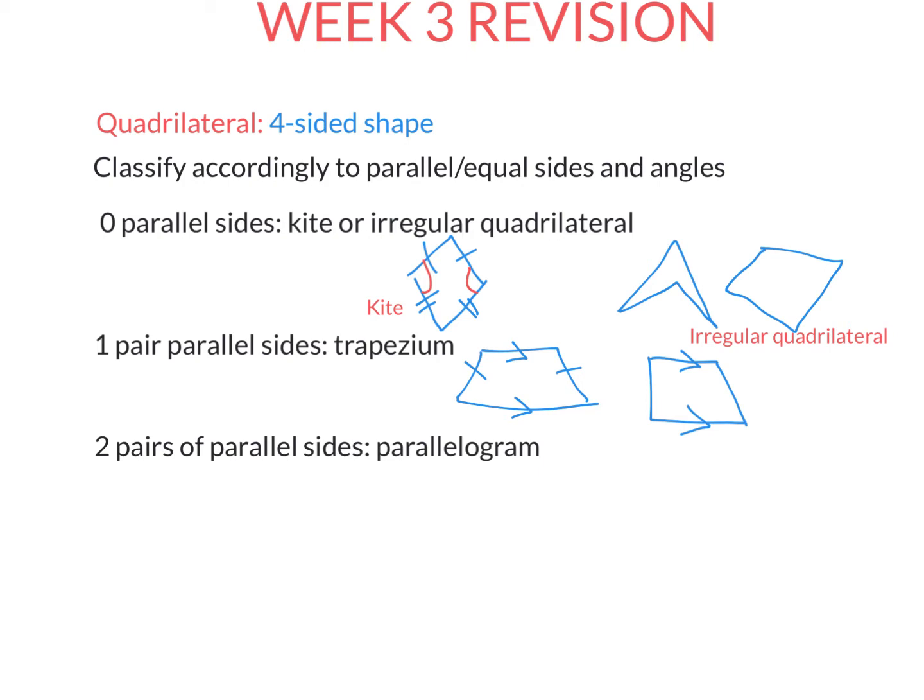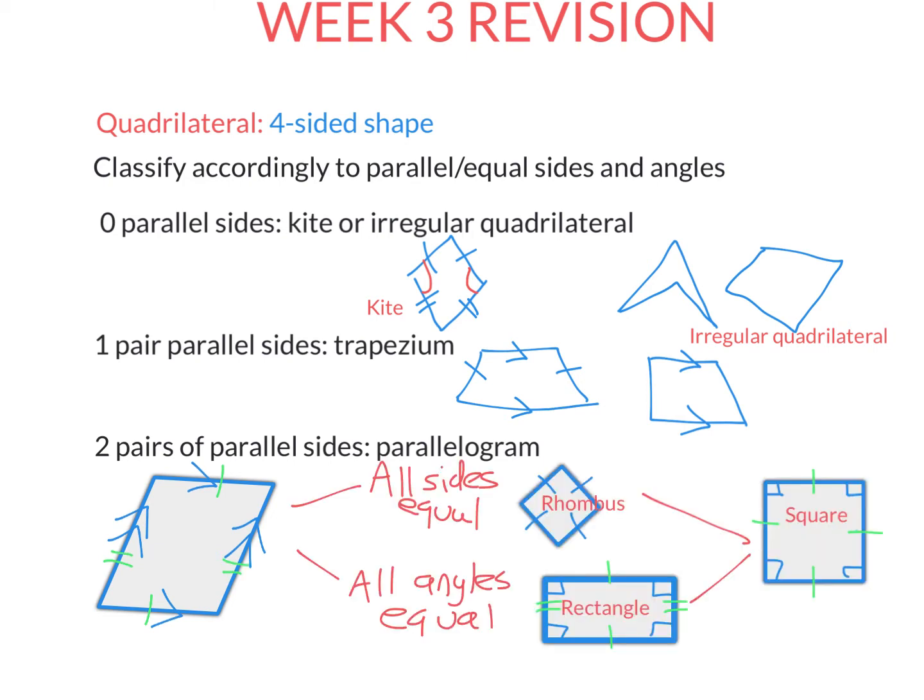So let's look at shapes with two pairs of parallel sides. Well, we call those parallelograms that look like this. So this line here and this line here are parallel, and so too these sides are parallel. So it turns out for parallelograms, the sides that are parallel are always equal to each other. So those two sides are equal and these two sides are equal.